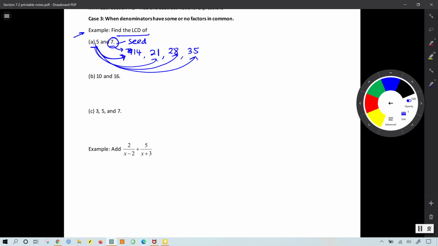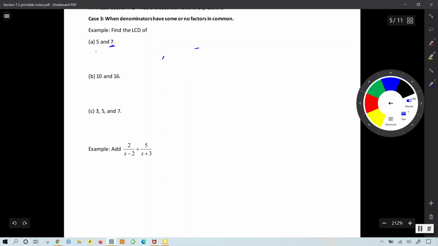So the LCD of 5 and 7 is 35, and that is the lowest multiple of 7 that 5 can divide into. Again, the lowest multiple of the bigger number that the smaller number can divide into. Let's use a similar thought process for question B.